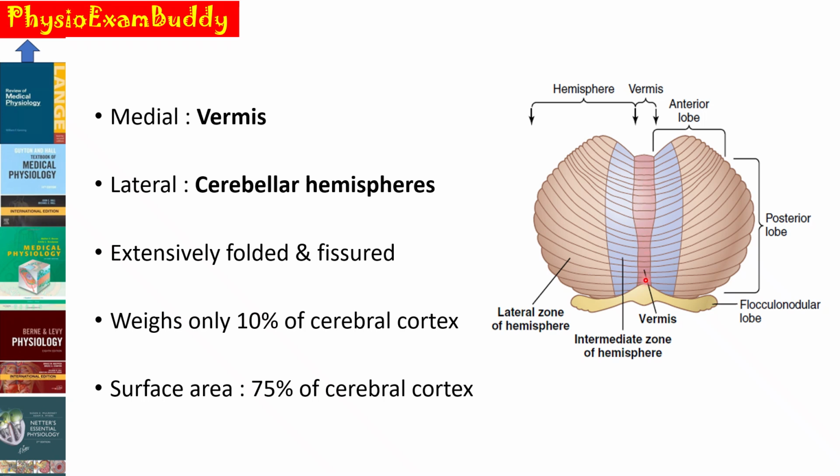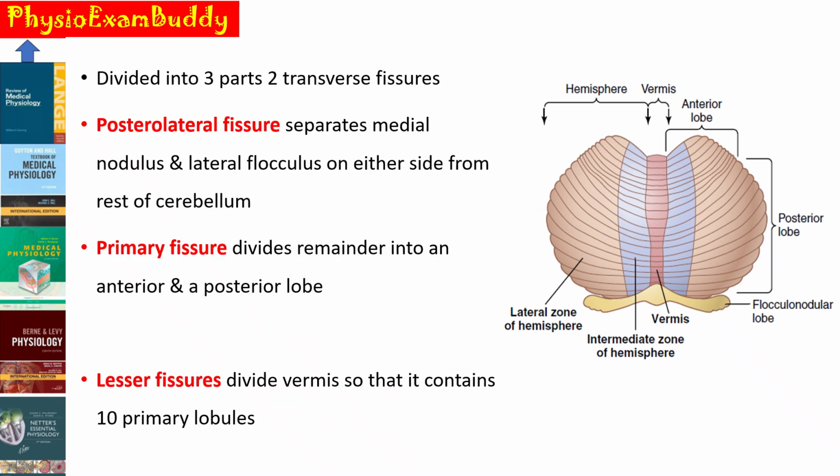The medial portion of the cerebellum is known as the vermis, and laterally it has the cerebellar hemispheres. You can see here that the cerebellar hemispheres are extensively folded as well as fissured. The cerebellum weighs only 10% of the cerebral cortex and has a surface area of 75% of the cerebral cortex because of the extensive folding as well as fissuring. That is, although it weighs only 10%, the surface area is around 75% of the cerebral cortex.